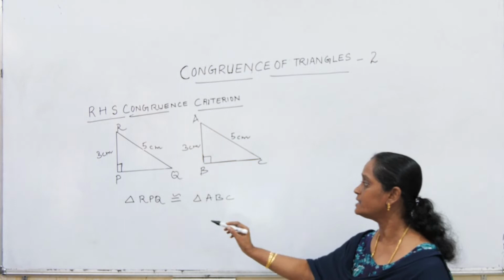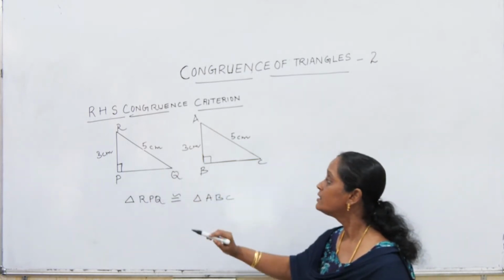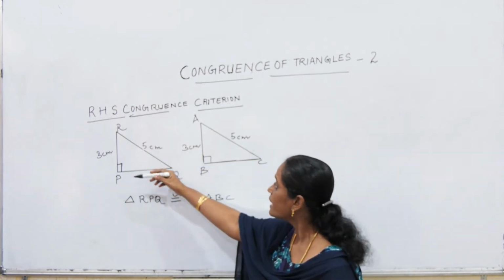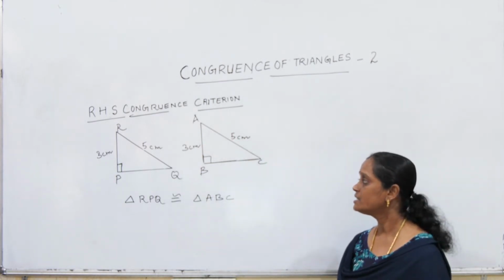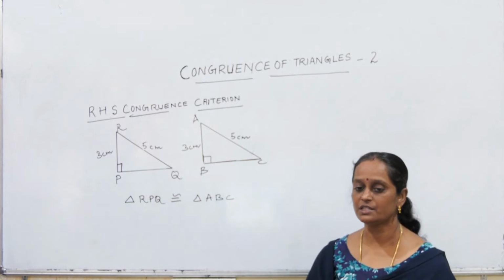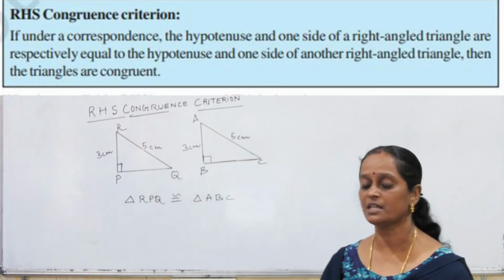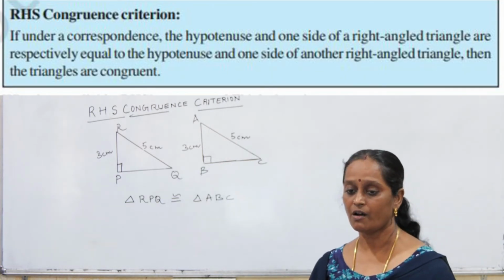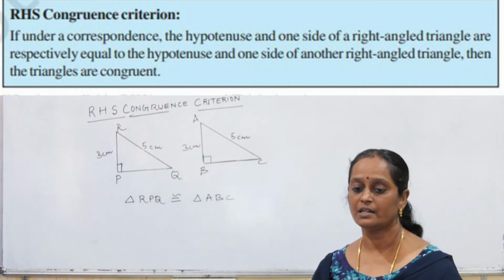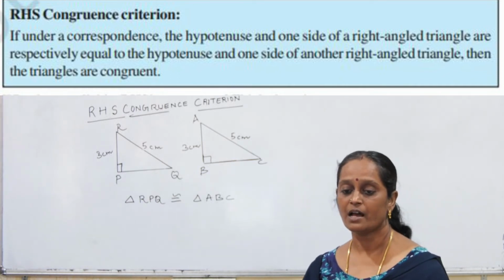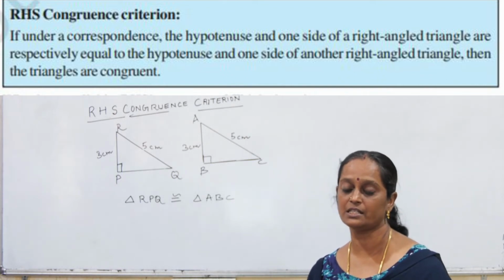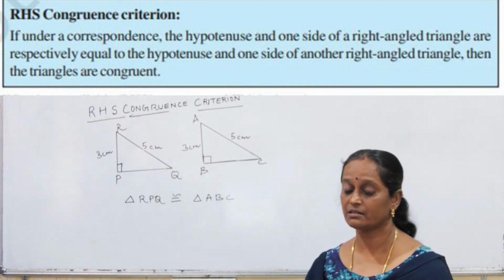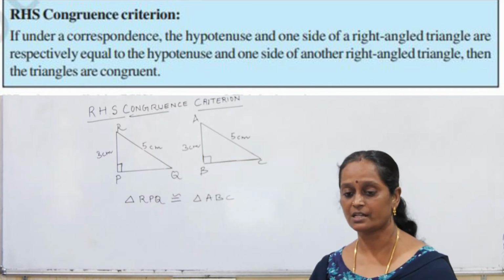That is, right angle, this one is equal, and one of the sides and hypotenuse. So right angle, hypotenuse, side congruence criteria. So students, if under a given correspondence the hypotenuse and one side of a right angle triangle are respectively equal to the hypotenuse and one side of another right angle triangle, then the two triangles are congruent. So this is RHS congruence criteria.